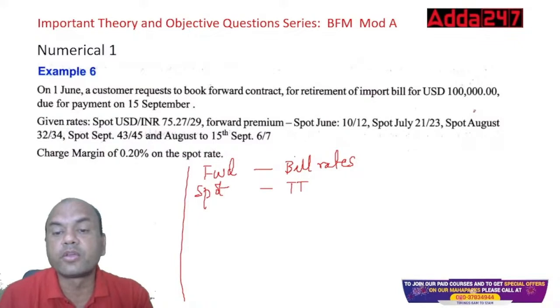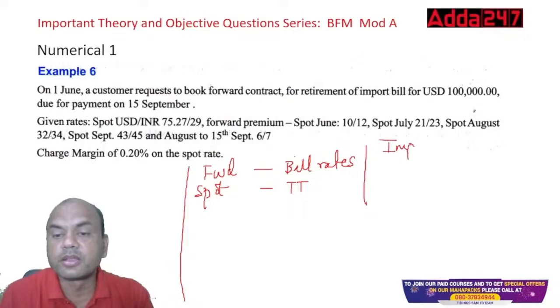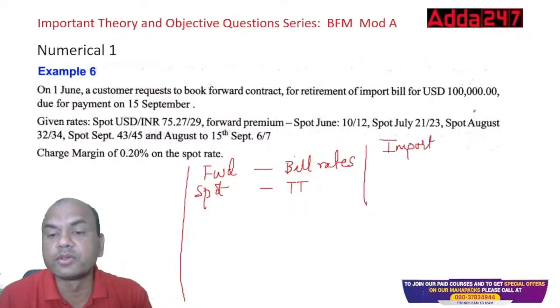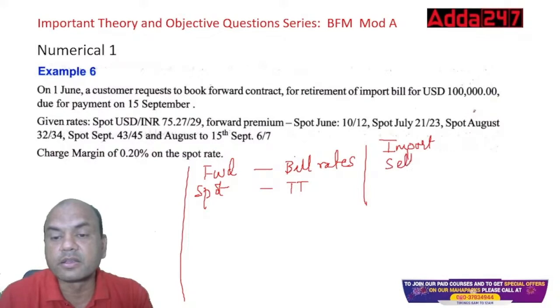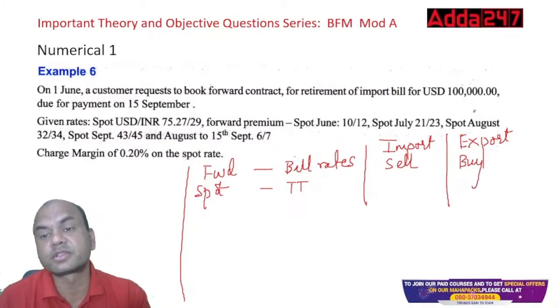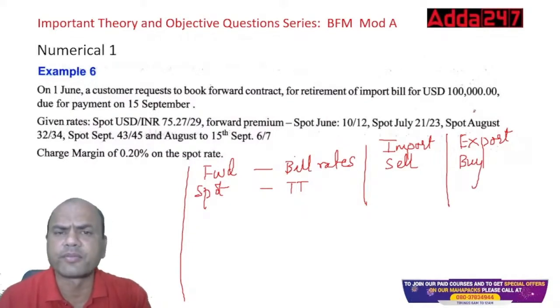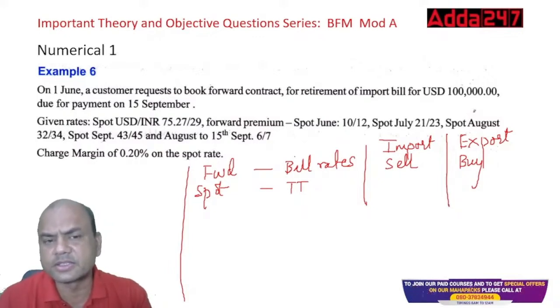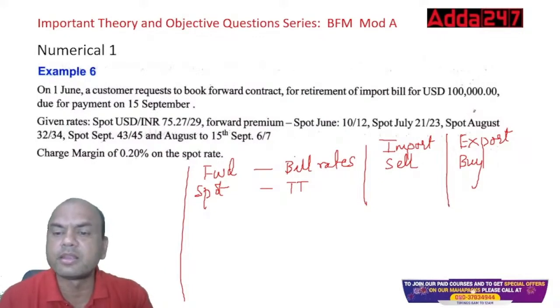Now, if I'm talking of import transaction, then I'll have to use which rate? I'll have to use the sell rate. If I'm talking of export transaction, I'll have to use the buy rate. Always remember, only in case of crystallization it's reverse, because crystallization is actually the reverse case. But don't worry about crystallization in this case study now. So import we are talking of sell, export we are talking of buy, forward we are talking of bill rates, spot we are talking of TT.